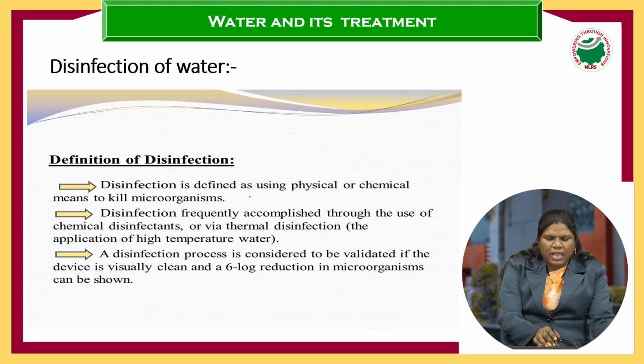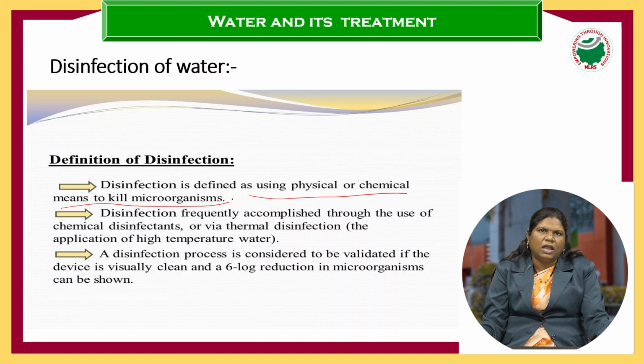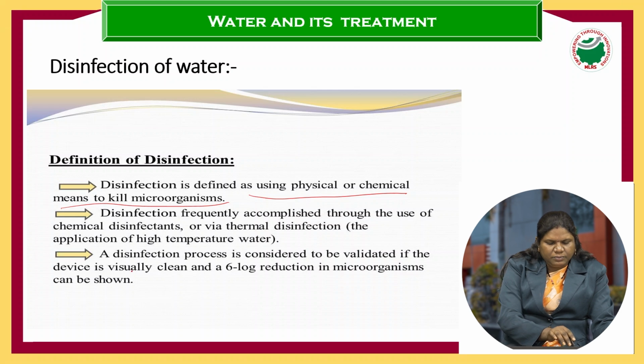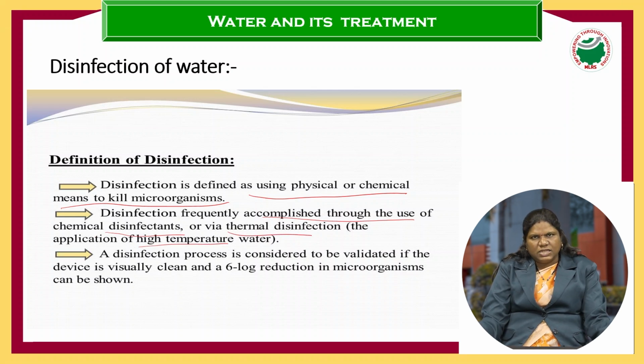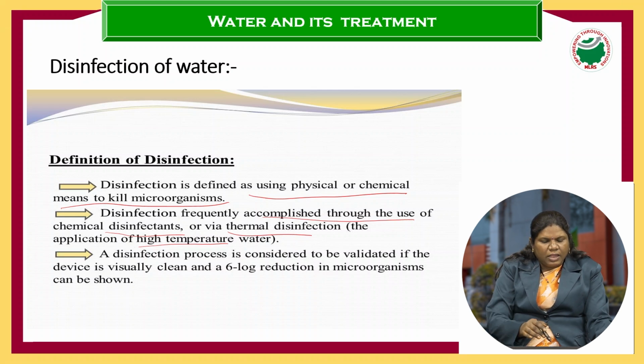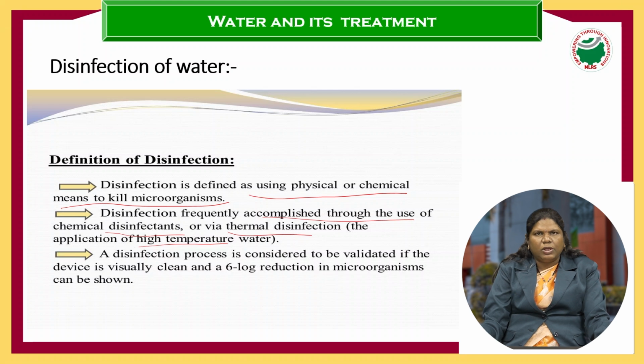Disinfection is defined as using physical or chemical means to kill microorganisms. Microorganisms are nothing but the harmful pathogenic bacteria and viruses which cause different types of diseases to us, like typhoid and cholera. Disinfection is frequently accomplished through the use of chemical disinfectants or via thermal disinfection, the application of high temperature. Thermal disinfection generally means boiling.